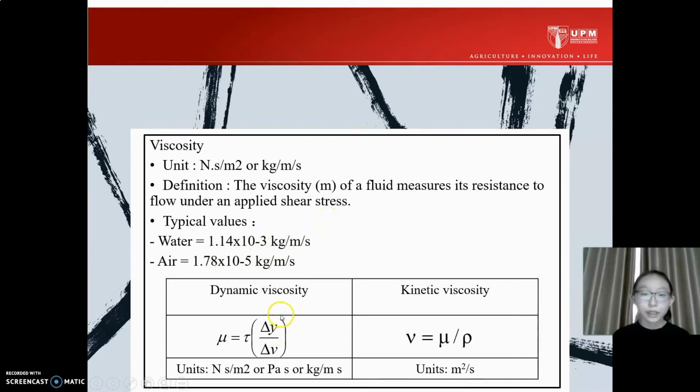There are two types of viscosity. One is dynamic viscosity and the other is kinematic viscosity. The unit for dynamic viscosity is Newton times second over meter square, or Pascal second, or kilogram per meter second. For the kinematic viscosity, the unit is equal to meter square per second. And here is the formula to calculate the dynamic viscosity and kinematic viscosity.